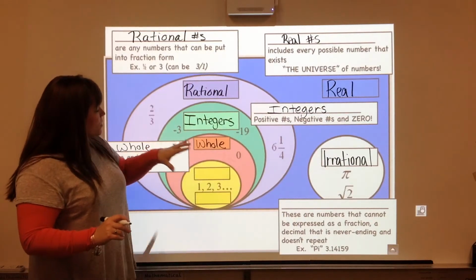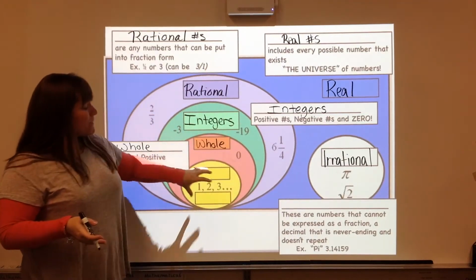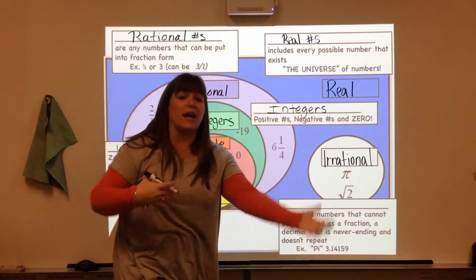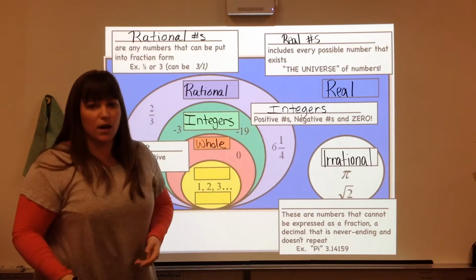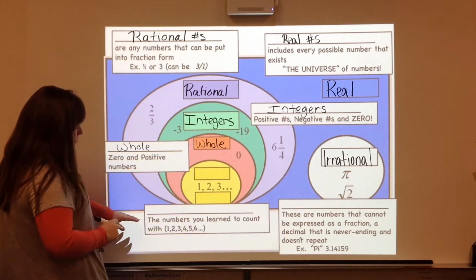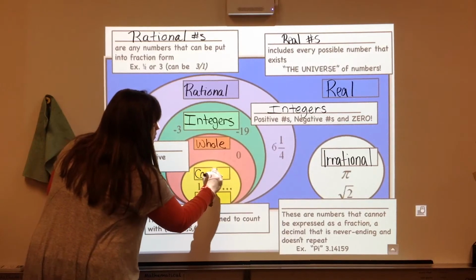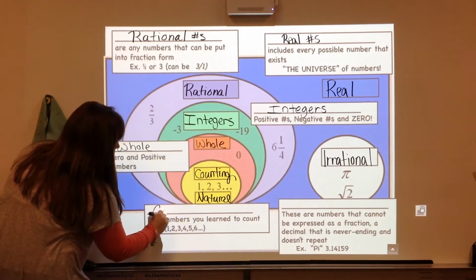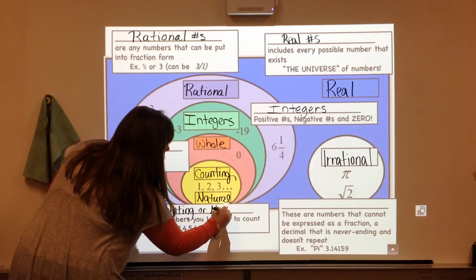But if we just wanted to talk about whole numbers, we would just be dealing with 0 and positive. The smallest circle, my yellow circle, is going to be just those numbers that you use to count with. And those are the numbers you naturally start as a child, just, oh, there's one pineapple, or there's one truck. So we are going to call this last category the numbers you learned to count with, 1, 2, 3, 4, etc. Counting numbers, that makes sense, or natural numbers. I'm just going to copy that down twice, once in your graphic organizer and once along with the definition.